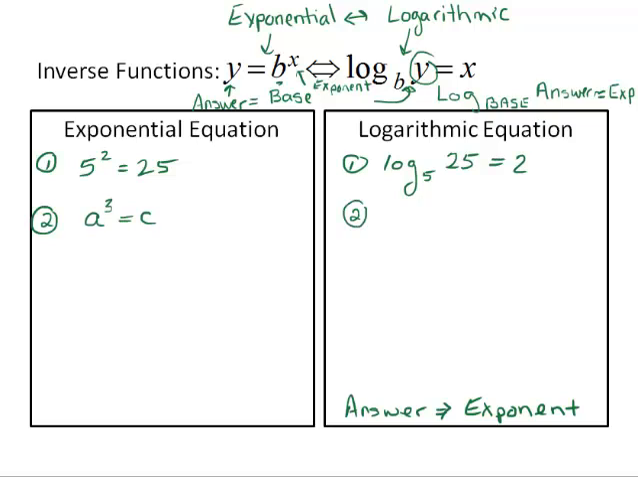So suppose I give you a general one, the exponential equation a to the third equals c. So it would be log, same base, base a, then of c equals my exponent. Well, my exponent in the exponential equation was 3. So in this case, log base a of c would equal 3.